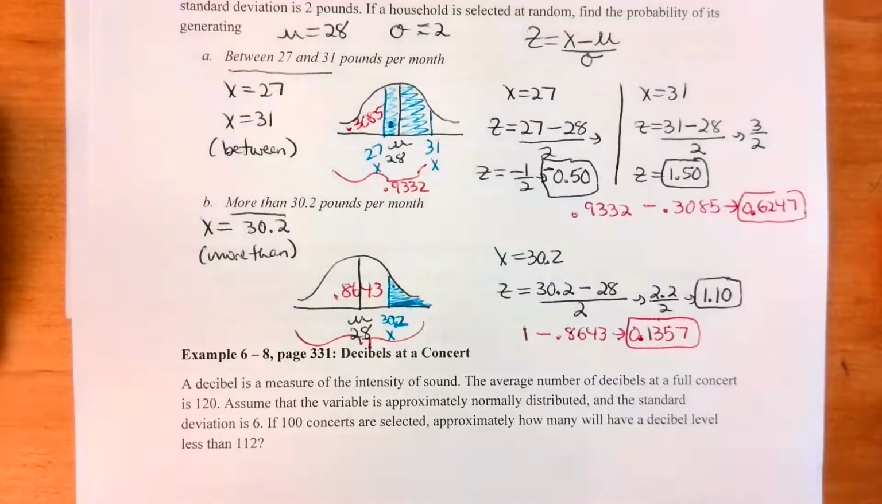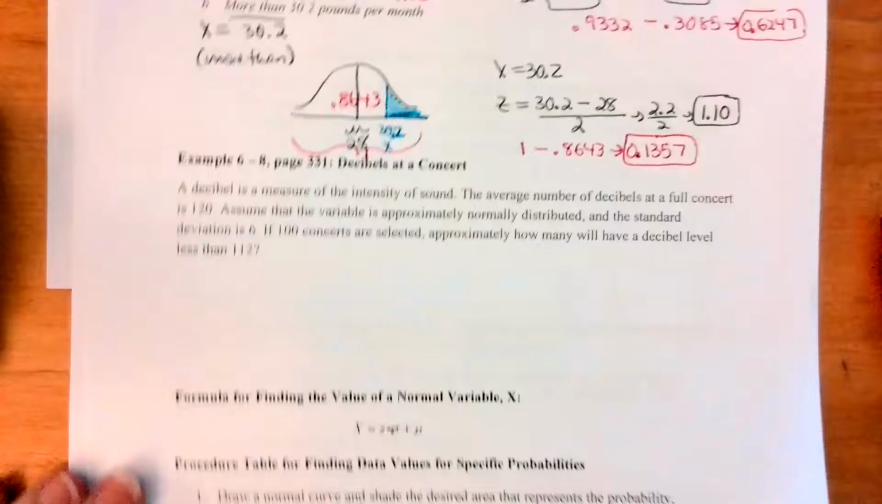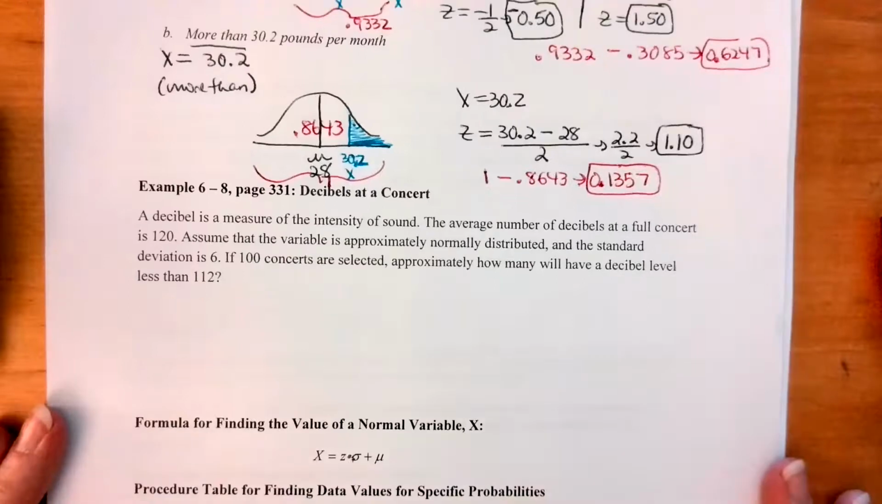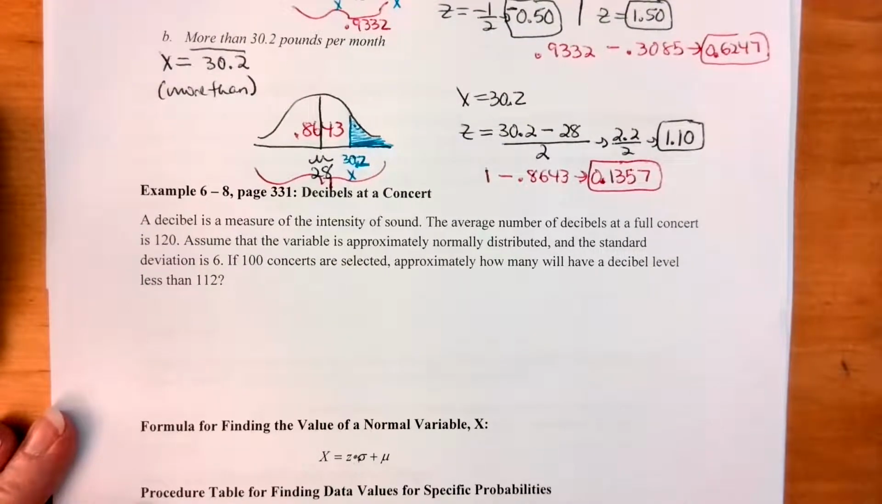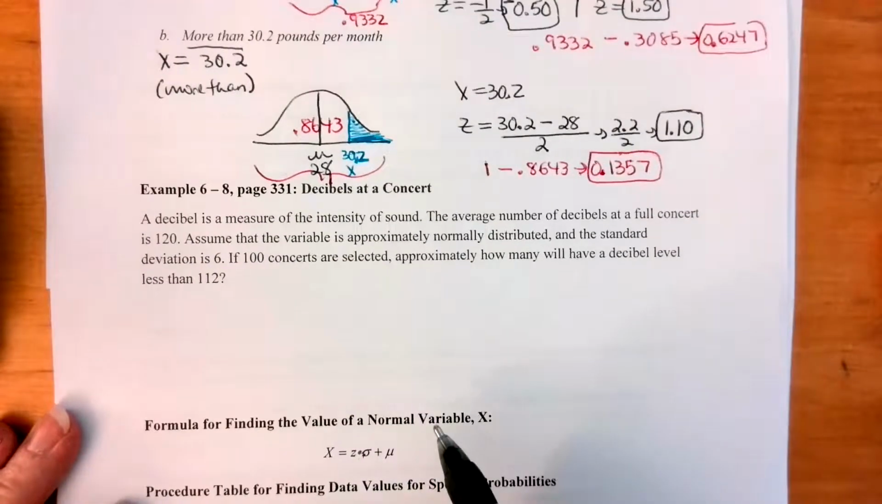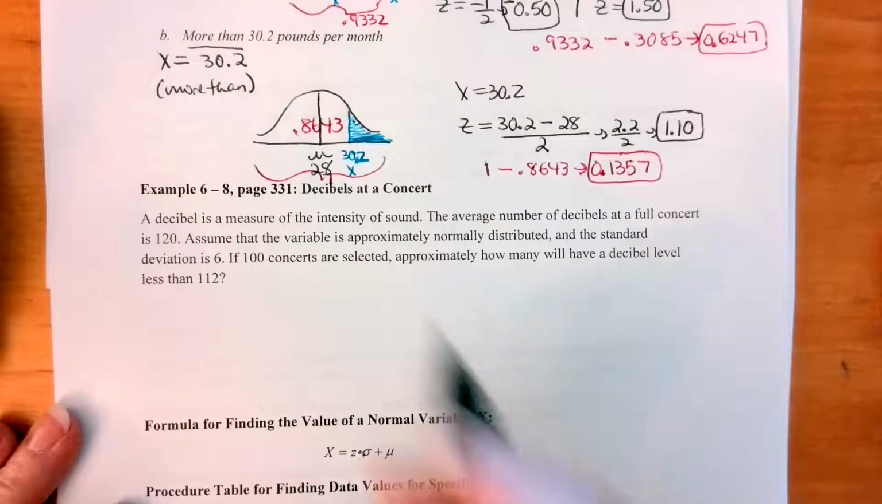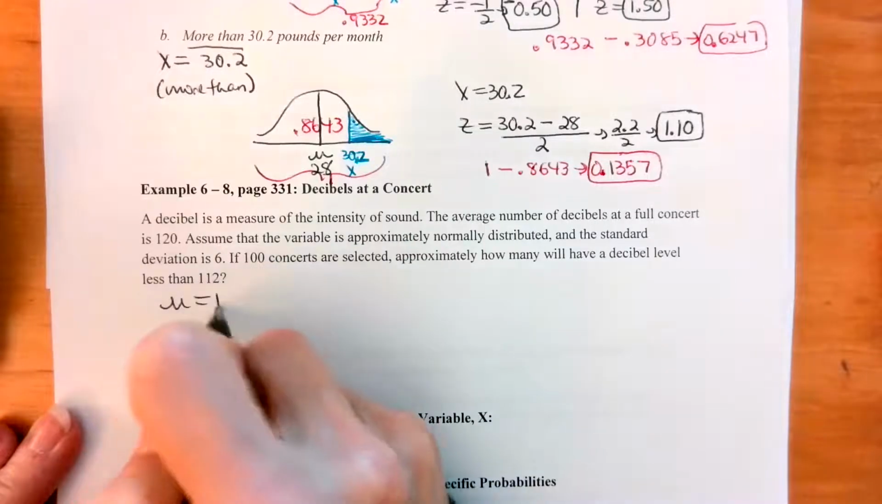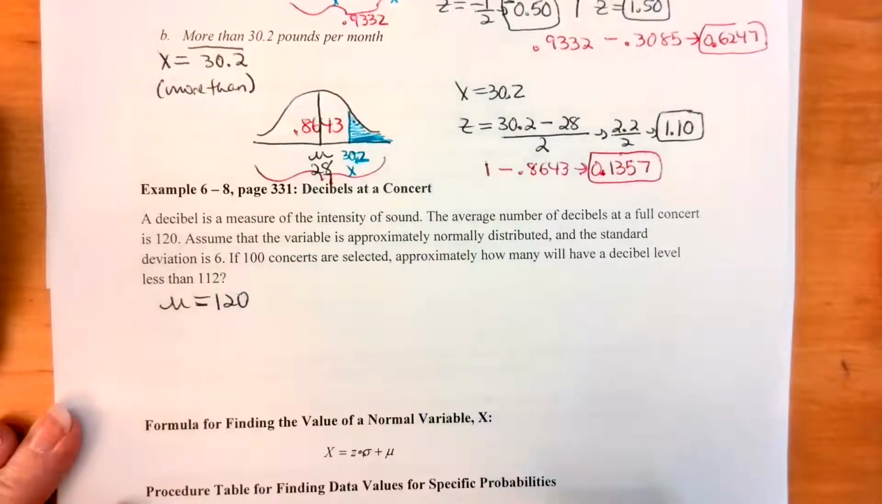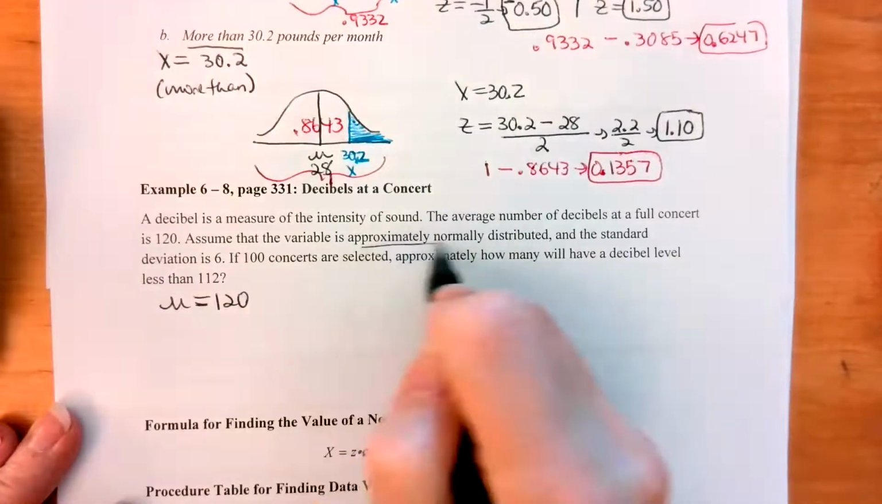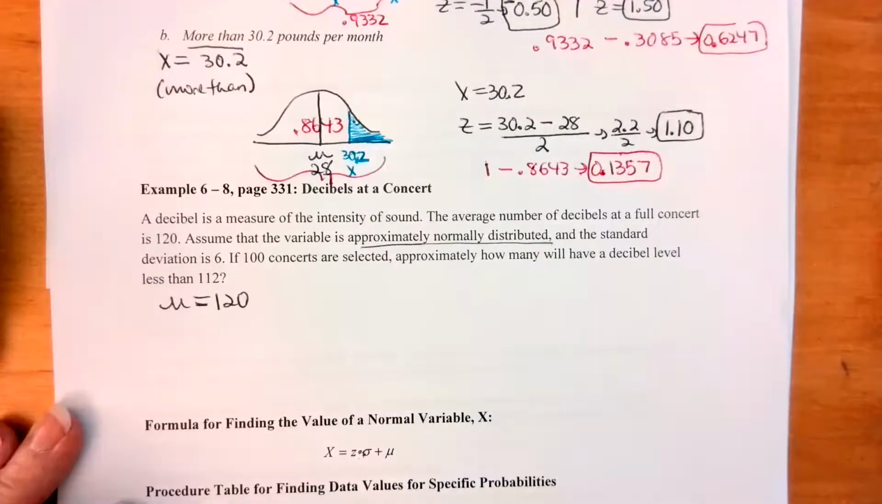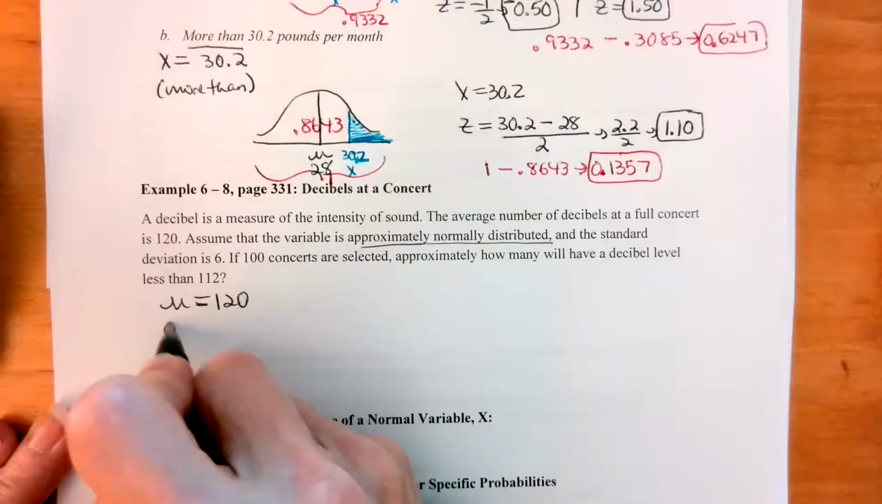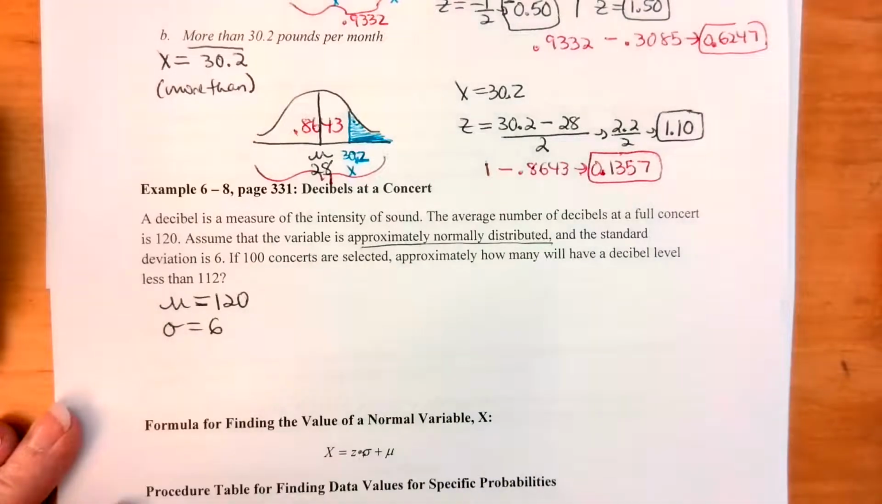Okay, so let's go to another example. Again, you can rewind and go back to that if you need more time, we'll review that. So example 6.8, decibels at a concert. A decibel is a measure of the intensity of sound. The average number of decibels at a full concert is 120. So the average, that's the mean, 120. Assume that the variable is approximately normally distributed. So we can apply all our formulas and tables for a normal distribution. And the standard deviation, that's sigma, is 6.